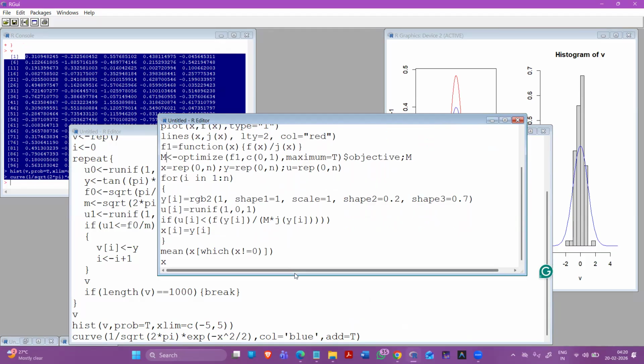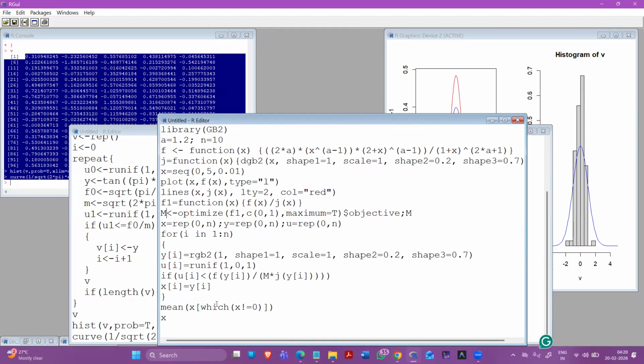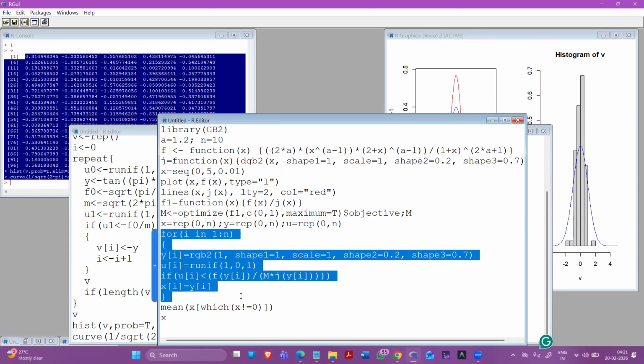See, the same problem you will face here. What is the problem I am facing here? I am using the for loop. I am generating Y from the generalized beta distribution of the second kind. I am generating U from the uniform distribution. Right. After that, I am checking this condition, that is Ui should be less than f(Yi) divided by M g(Yi). Here g is basically my proposal density.